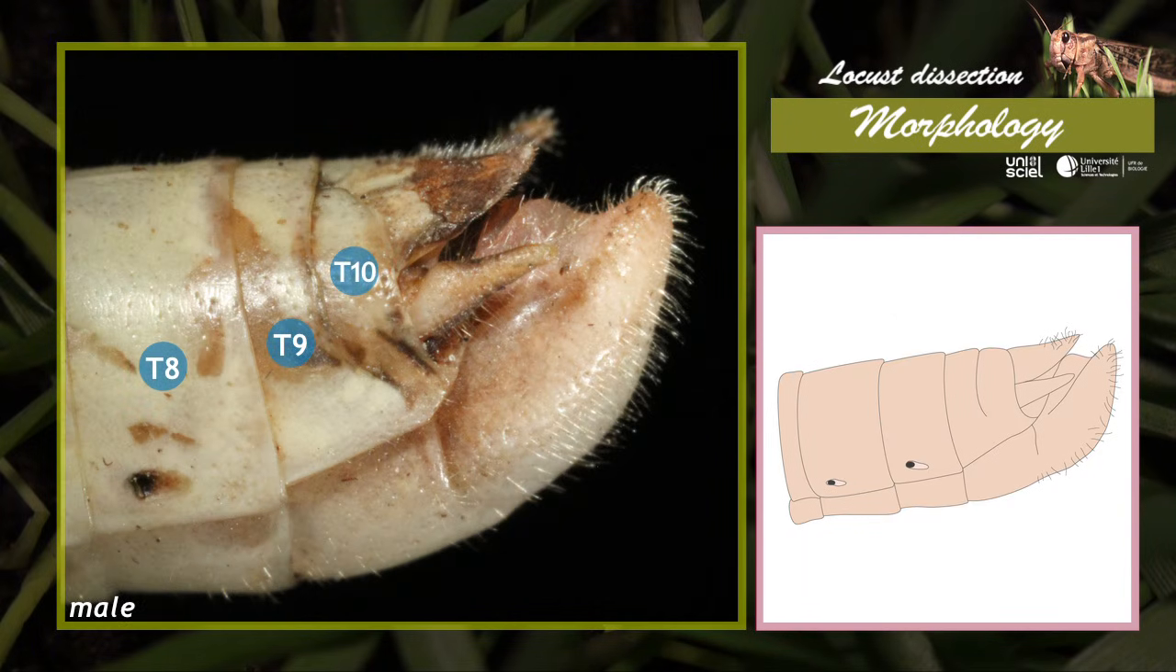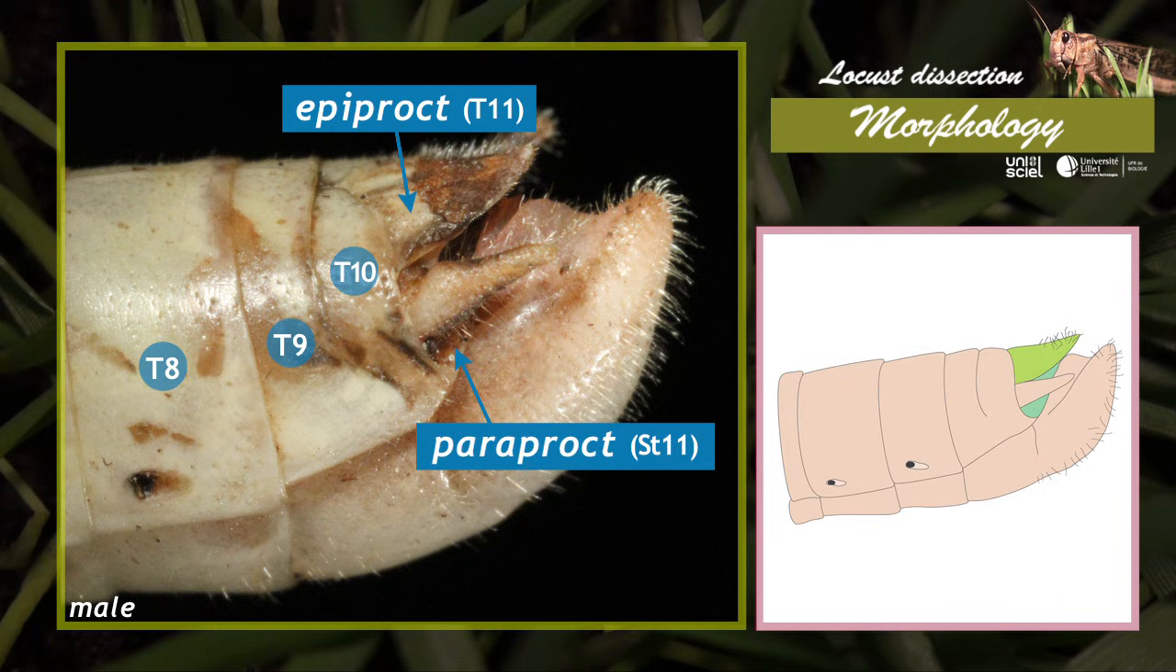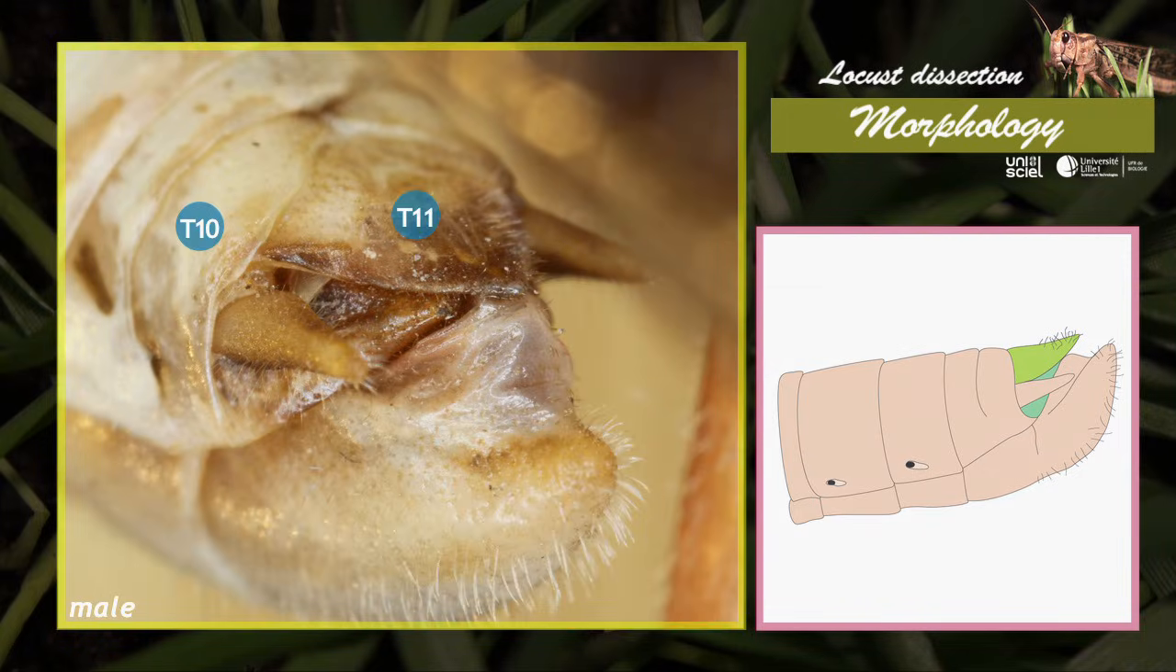Tergites 9 and 10 are narrow and are partially fused. The last tergite forms a triangular dorsal plate above the anus, the epiproct. The 2 small plates on each side of the epiproct, the paraprocts, represent the remains of the 11th sternite. 2 elongated appendages, the cerci, are present on the flanks of the abdomen next to the paraprocts.